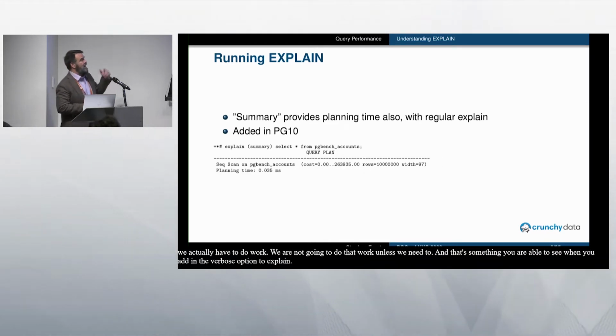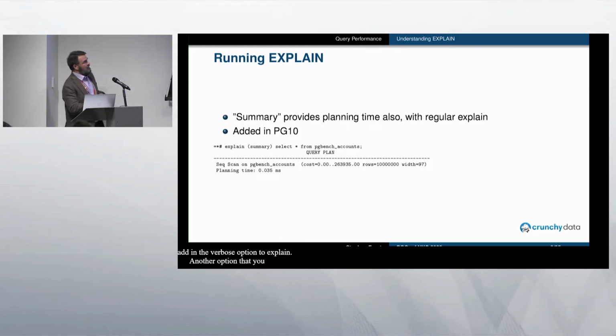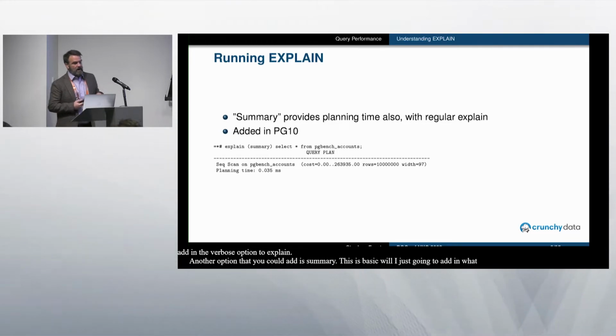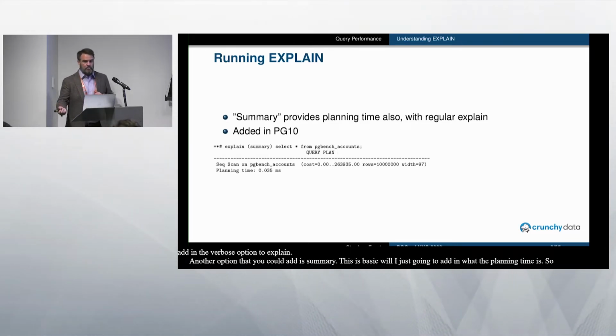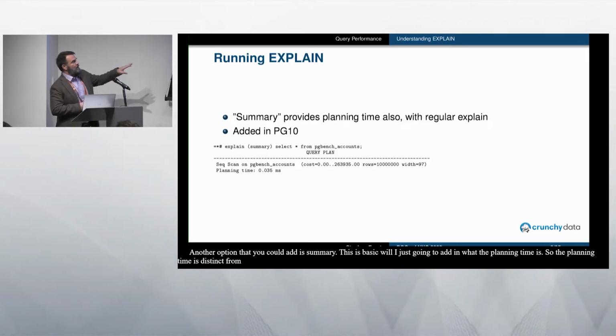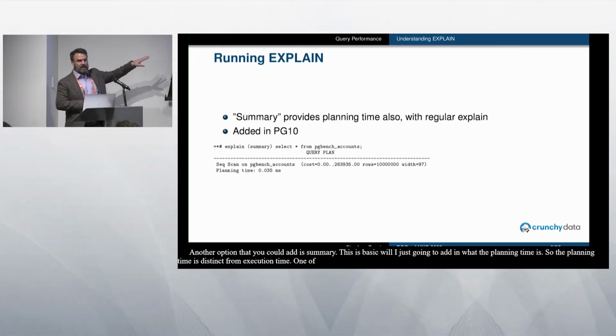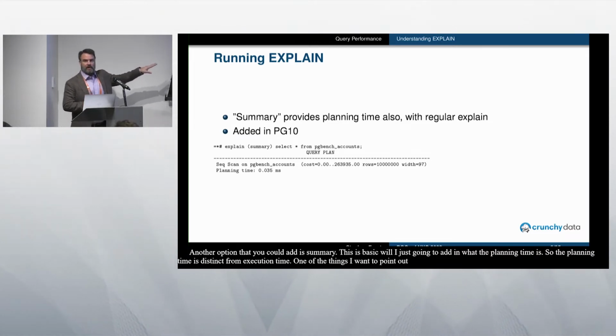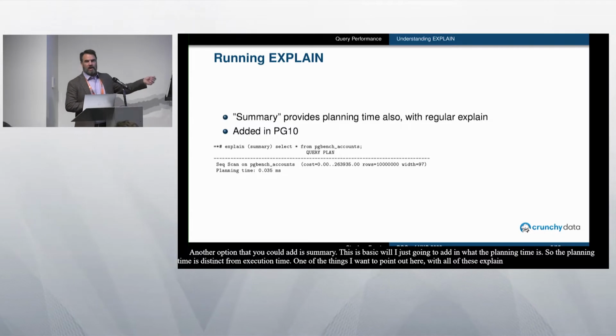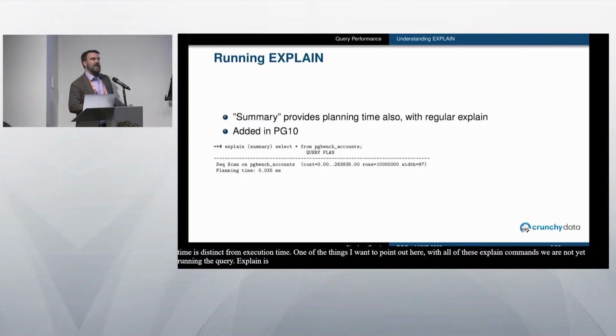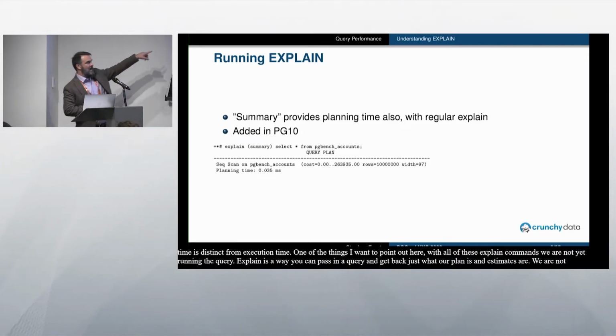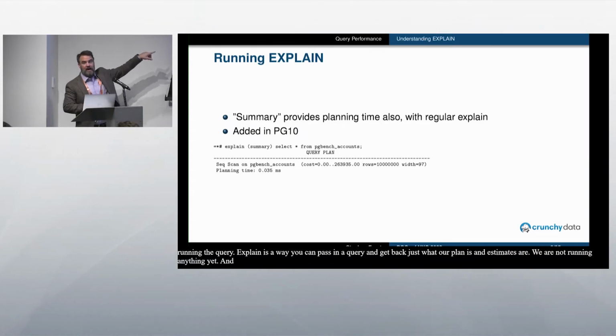Another option that you can add is summary. This is basically just going to add in what the planning time is. The planning time is distinct from execution time. One of the things I want to point out is that with all of these explain commands, we are not yet running the query. Explain is a way that you can pass in a query and get back just what our plan is and what our estimates are. We're not running anything yet, and that's why you can get this planning time.